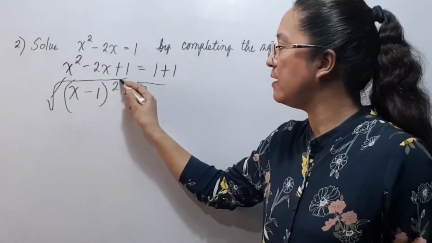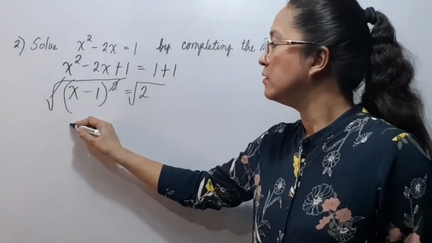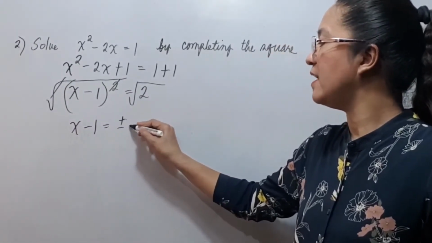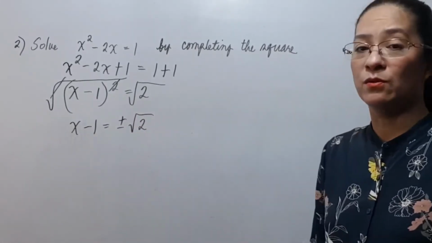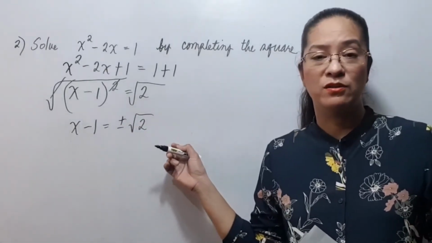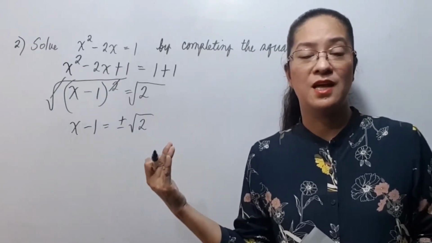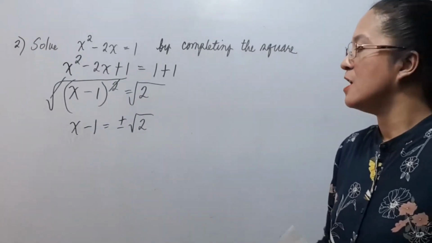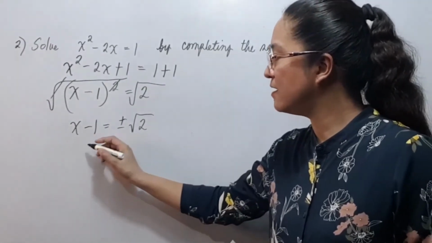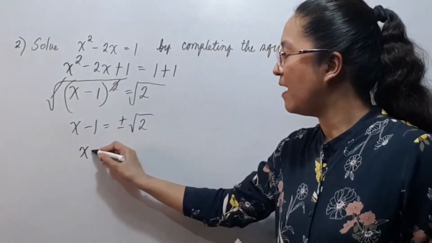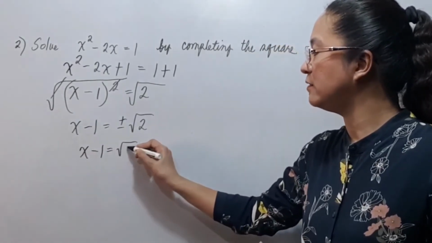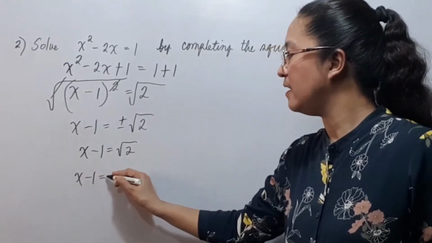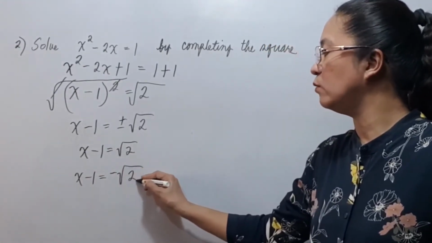So square root and then squared, cancel yon. So we have x minus 1 is equal to positive negative square root of 2. Ma'am, bakit hindi nawala yung square root doon? Because there's no square root ng 2. Okay? So, that is an irrational number. So, answer, x minus 1 equals square root of 2. Another one is x minus 1 equals negative square root of 2.